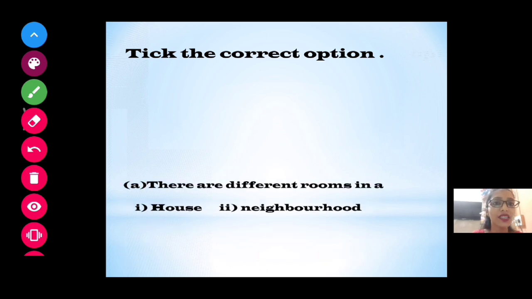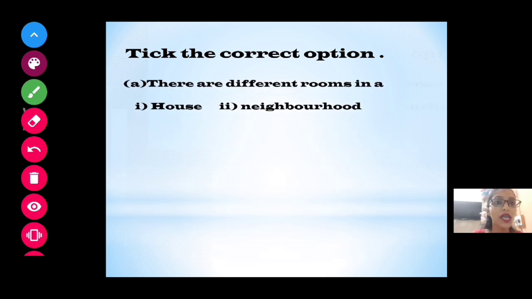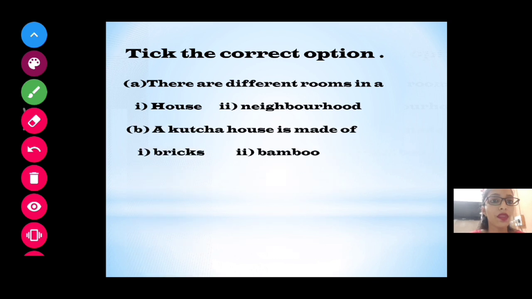The first question is, there are different rooms in a dash. Different rooms are present in a house. So, house is the correct answer. Now, let us take the second one. A kacha house is made up of dash. Now, kacha house is made up of bricks or bamboos. It is made up of bamboos. Yes. So, the second answer is bamboos.